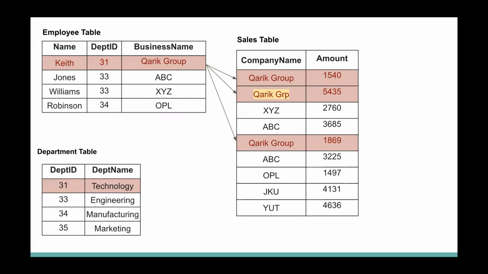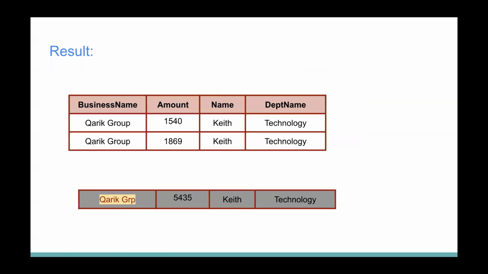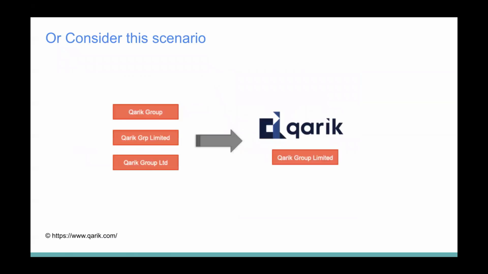Now look at this scenario where there is a typo in the data in the sales table. For the same SQL, we will get only 2 rows instead of 3. Like this. Consider another similar scenario. Left-hand side entries represent the company Carrick, but written in different ways. How do we retrieve information then?